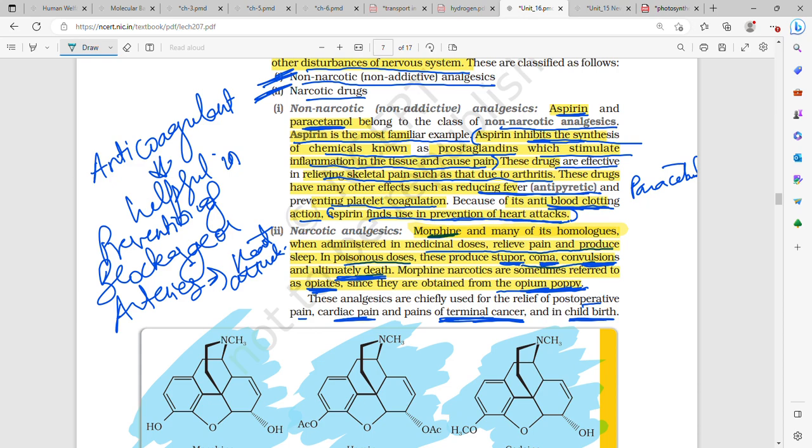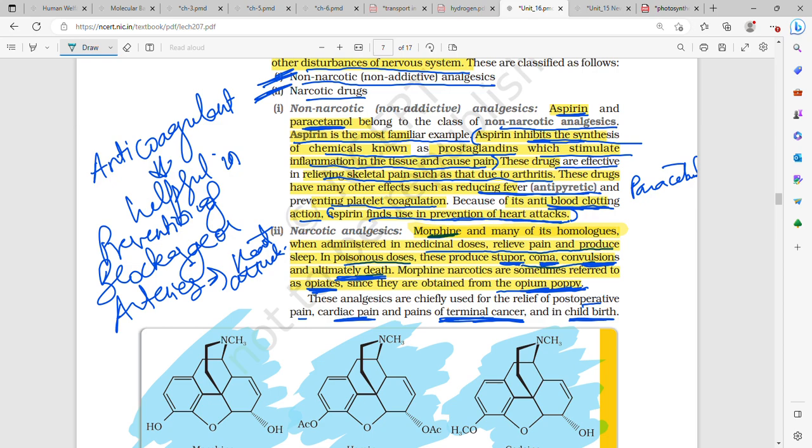Aspirin is the most familiar example. What does aspirin do? Aspirin inhibits the synthesis of chemicals known as prostaglandins. What do prostaglandins do? Prostaglandins cause muscular contractions, inflammation in the tissue, and pain. So aspirin inhibits their synthesis, and it is also effective in relieving skeletal pain in the case of arthritis.